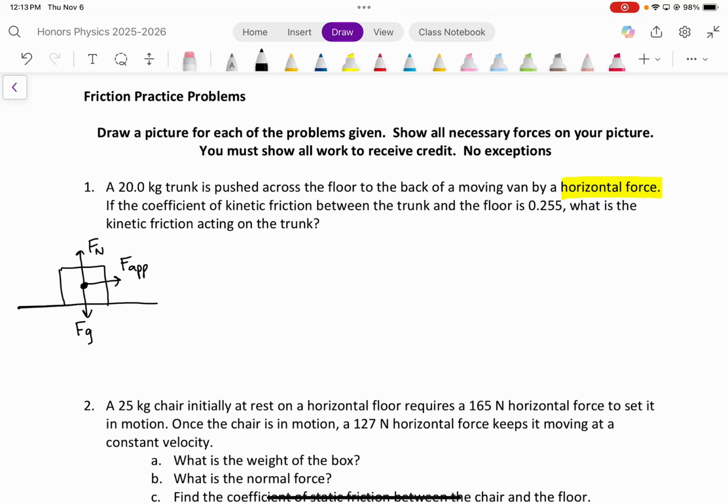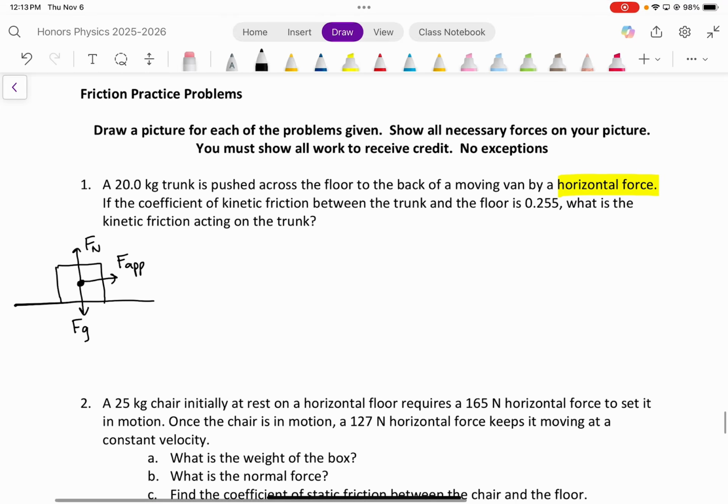What direction will friction be? What'd you say, Ava? Opposite what? Opposite of the applied force. So friction always moves in the opposite direction of the velocity. And in this case, it is the opposite direction of the applied force. But there are going to be some more complicated scenarios where friction is not in exactly the same direction as the applied force, but friction is always opposite the direction of the velocity, and friction is always parallel to the surface.